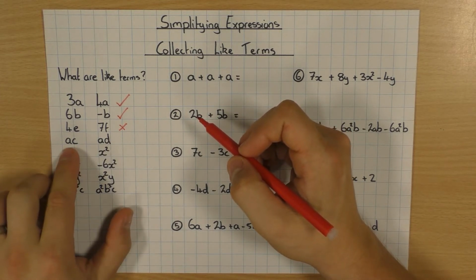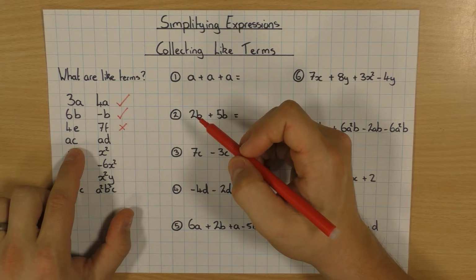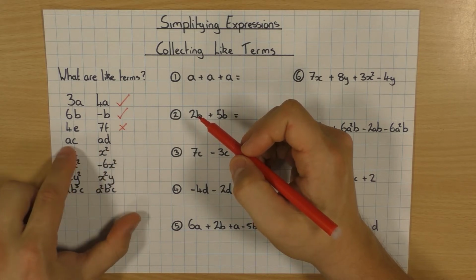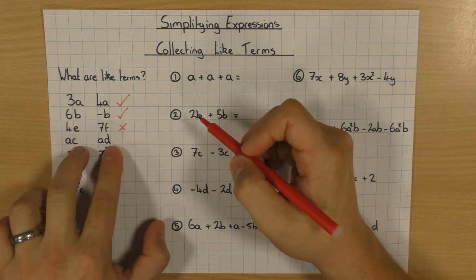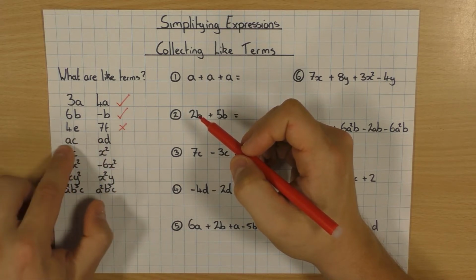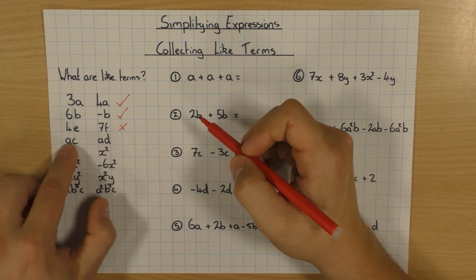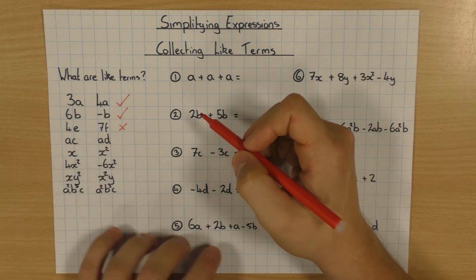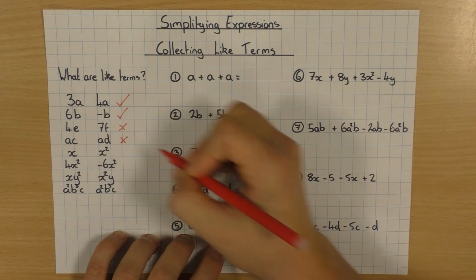Sometimes you can have terms that have more than one variable, more than one letter. So I've got AC and AD. Now, although the A's are the same, the C's and the D's aren't, and they must be exactly the same. AC and AC, that would work, or AD and AD, that would work, but they're slightly different, so these are not like terms.